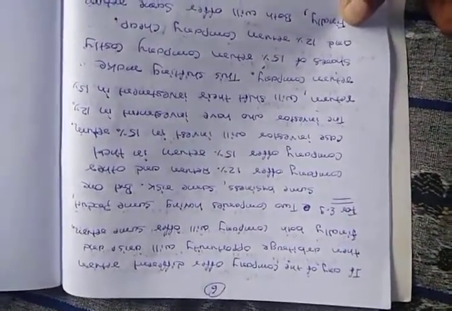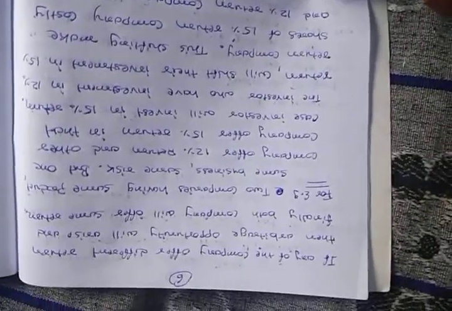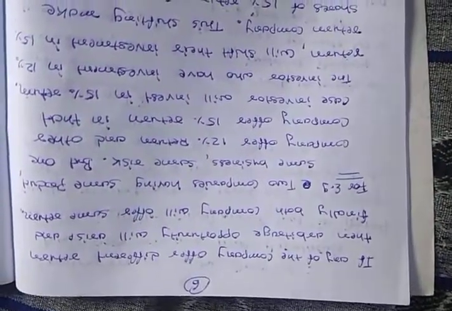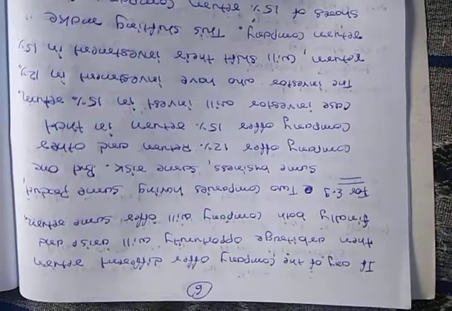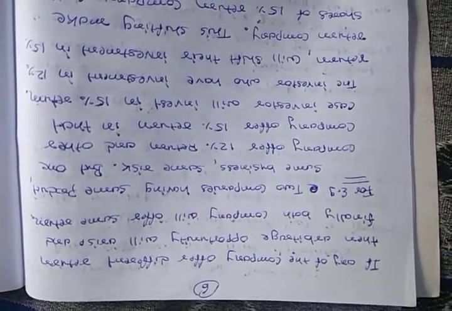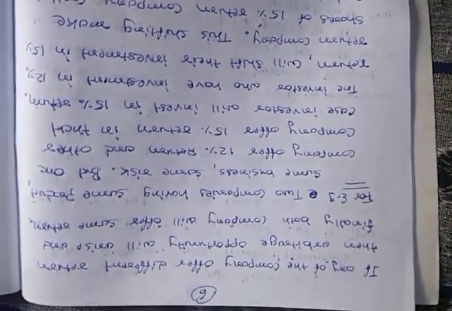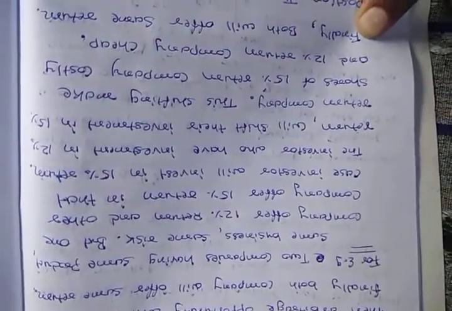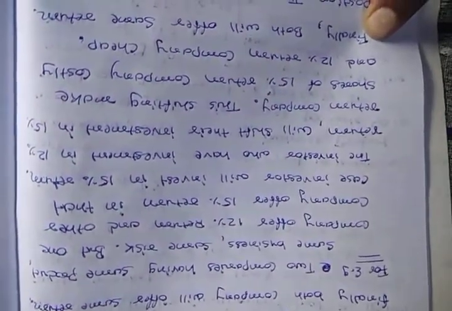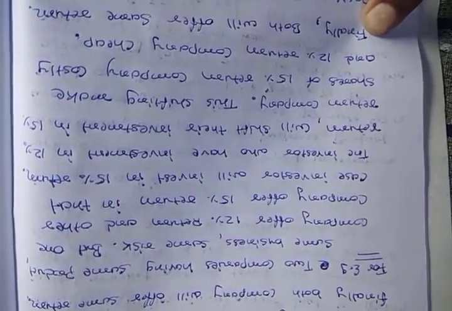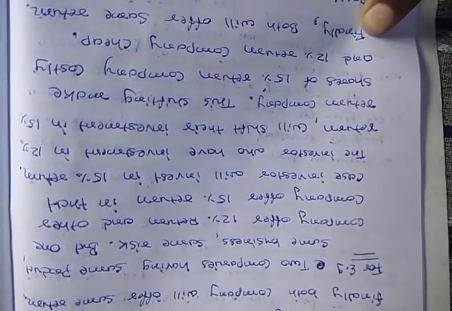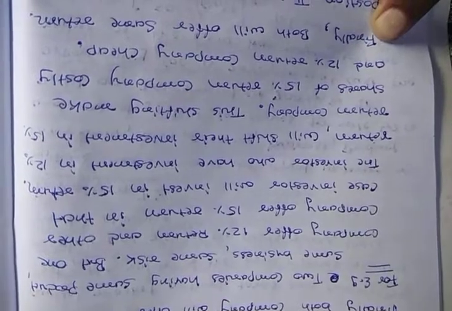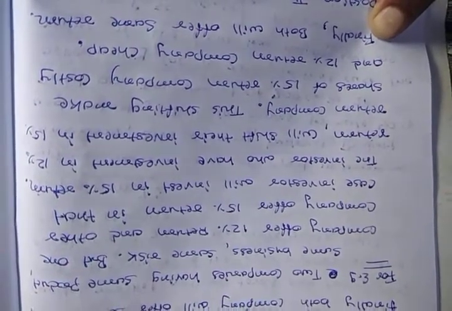Now suppose if any company offers a different return, then an arbitrage opportunity will arise, and finally both companies will offer the same return. Let us understand this with an example. As previously discussed, suppose two companies have the same product, same business, same risk, but one company offers 12% return and another company offers 15% return.